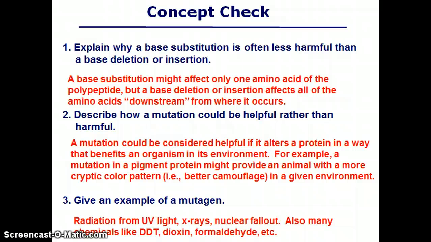Give an example of a mutagen. We've got UV light, X-rays, nuclear fallout, chemicals, all those kinds of things are mutagens. And that's it. Done.